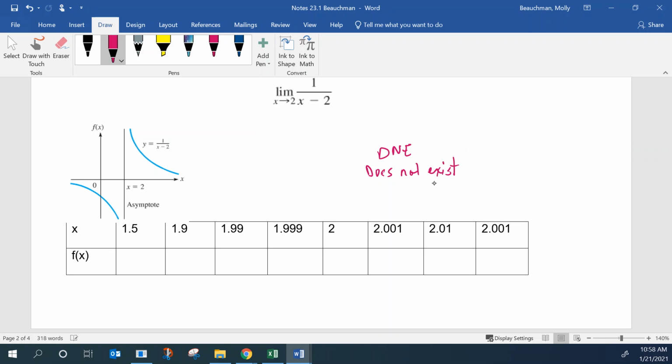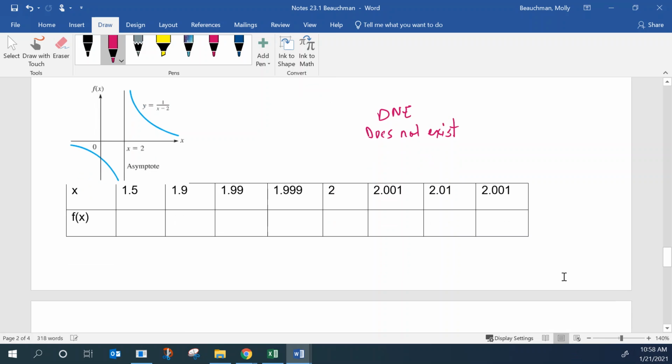So you have to be approaching the same number from the left and from the right to be able to fill in a value for 2 if there is a limit. It should be approaching the same y value either direction.